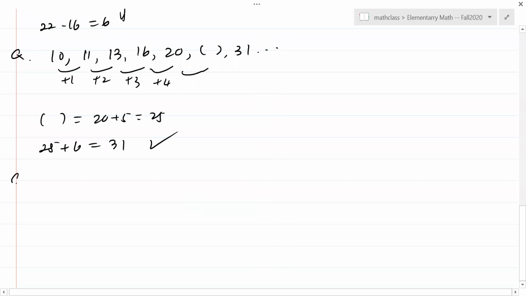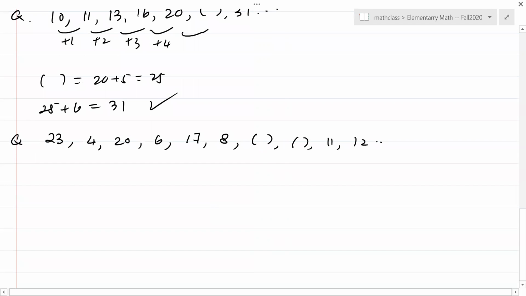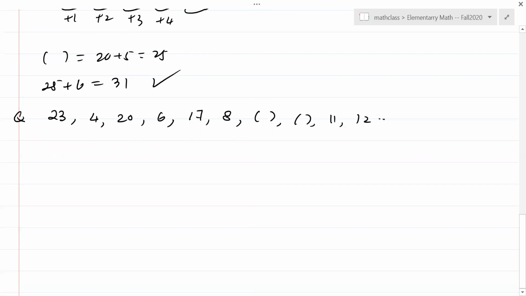Okay, now we have a different type of problem. Have a 23, be careful, okay? 4, 20, 6, 17, 8, this number and that number, okay? And then 11 and 12. Oh, that's a really weird sequence. Okay, figure out those two missing numbers.